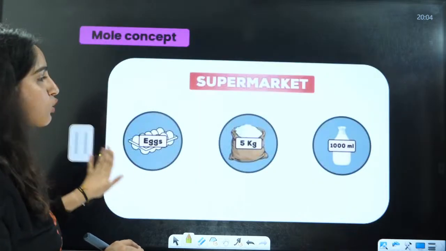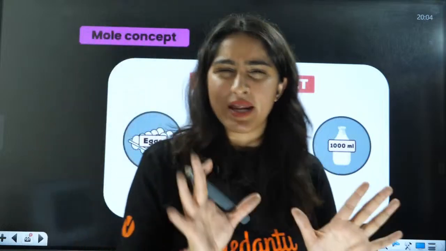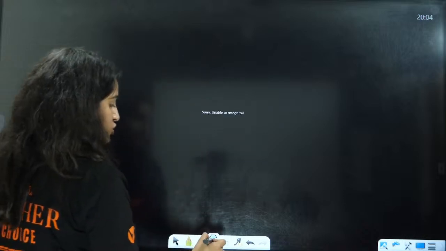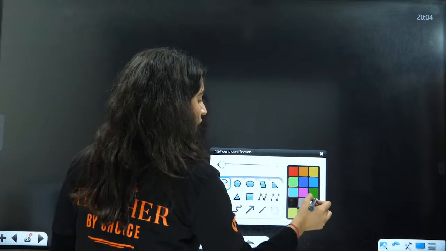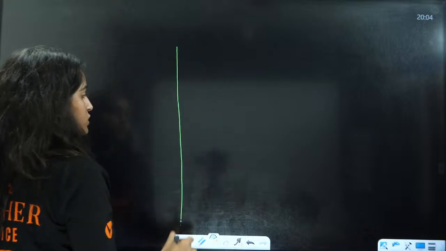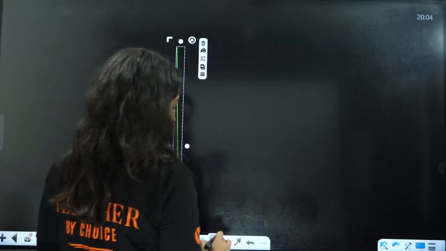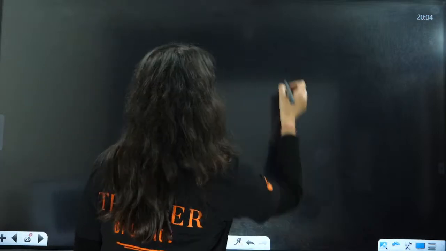Next we have mole concept. For mole concept, a very simple thing, okay? Very simple mole concept. Nothing to worry about. Just 2-3 formulas here, right? And mole concept will be sorted.